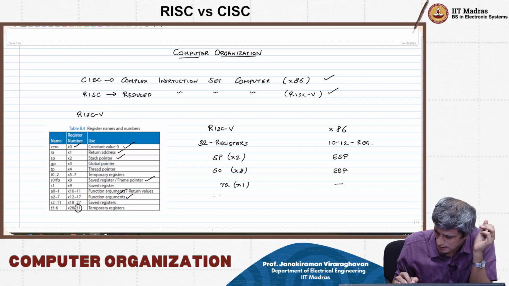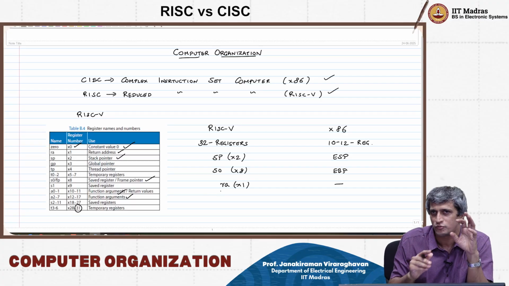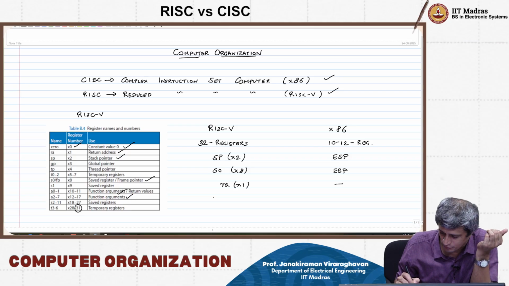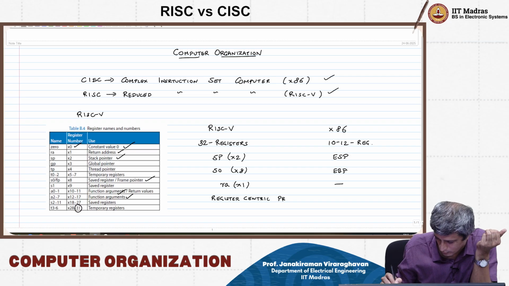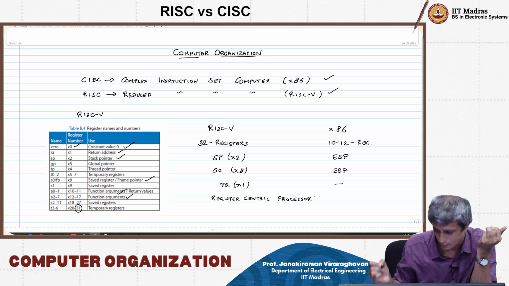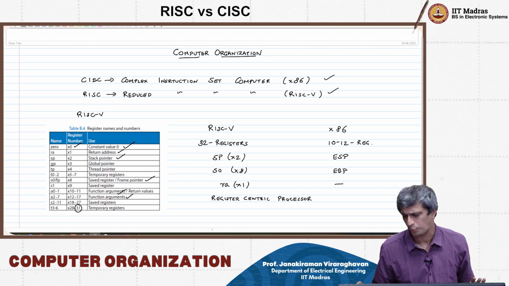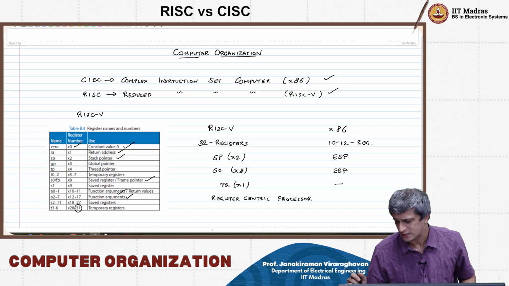So in summary, what you can conclude from just looking at this is that this is a register centric processor, for a very specific reason.